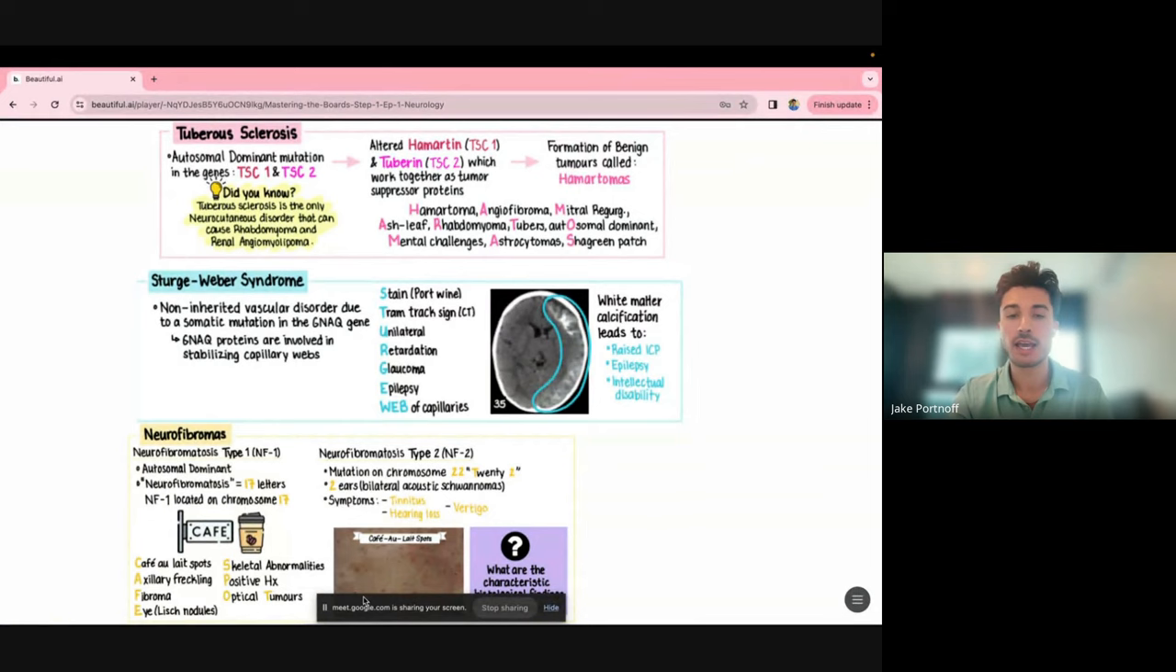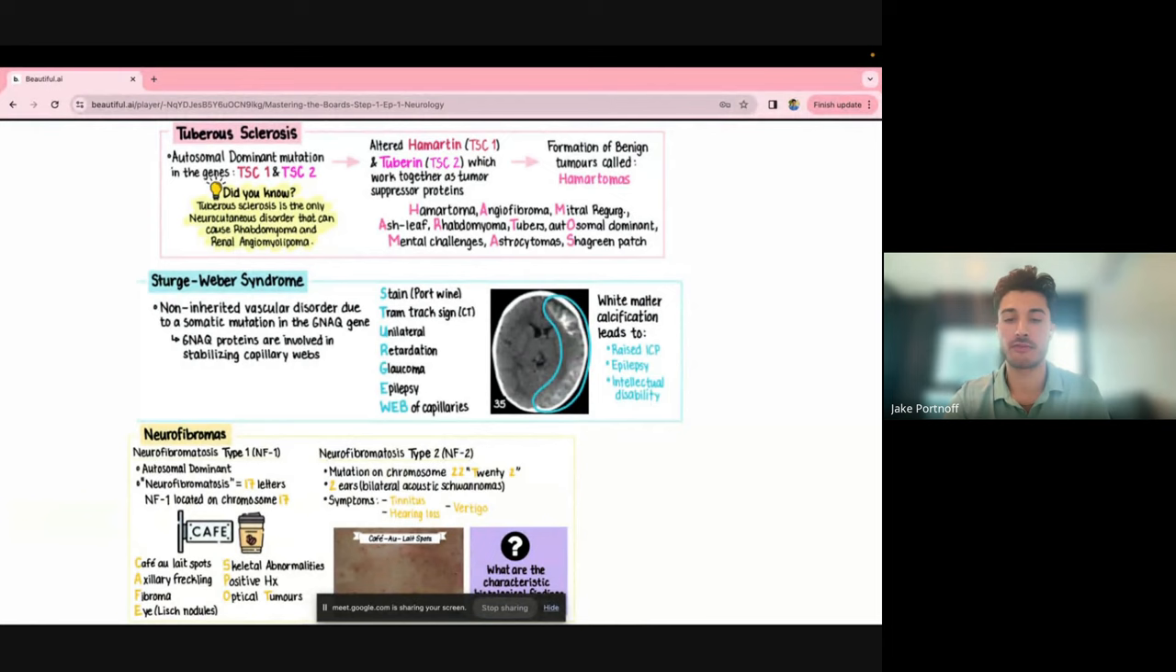And if we contrast this to neurofibromatosis 2, think 22, twos, right? Just think of all the twos that have two. Chromosome 22, two ears. It causes that bilateral schwannoma, which we were talking about with cranial nerve 8, right? Remember cranial nerve 8, vestibulocochlear. Symptoms of tinnitus, hearing loss, and vertigo.